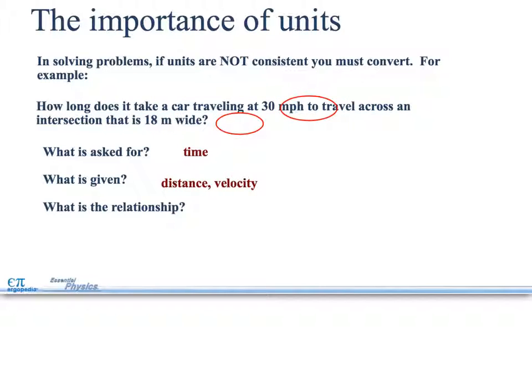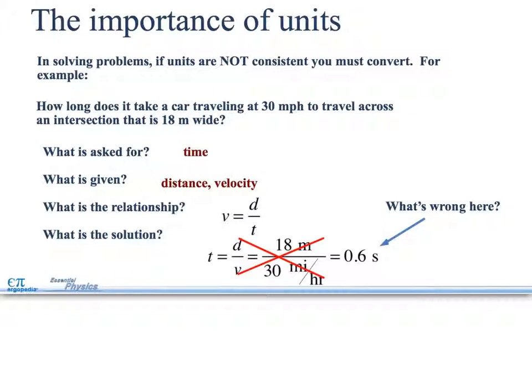Distance and velocity is given to us. So we have a distance and a velocity. What is the relationship? We have velocity is distance divided by time, like we had before. Well, the solution, if we rearrange and have distance divided by velocity, I have 18 meters divided by 30 miles per hour equals 0.6 seconds. What's wrong here? Well, look, you have meters and miles per hour. There's no way you can get seconds out of those units.